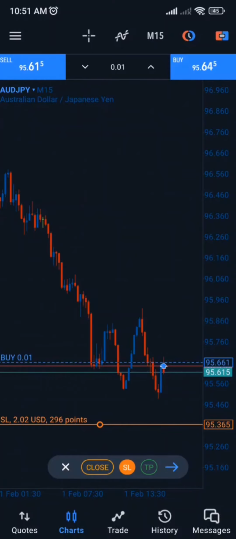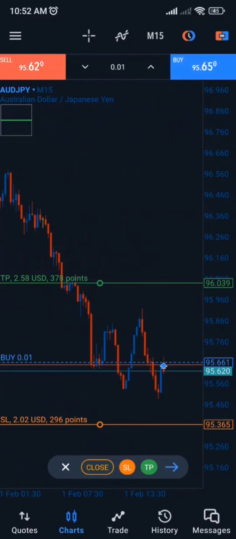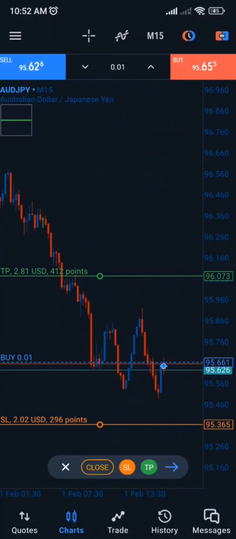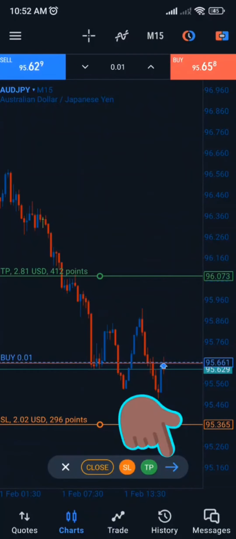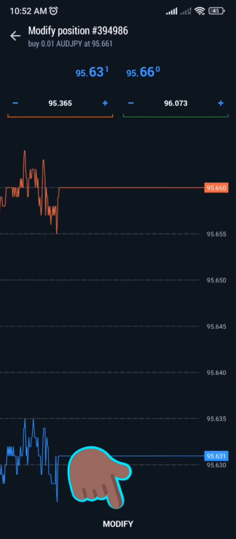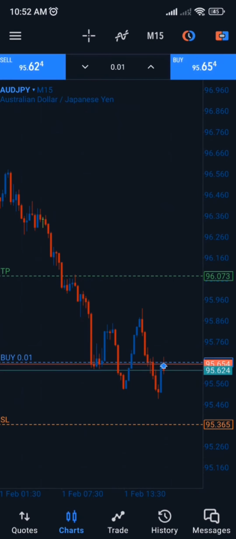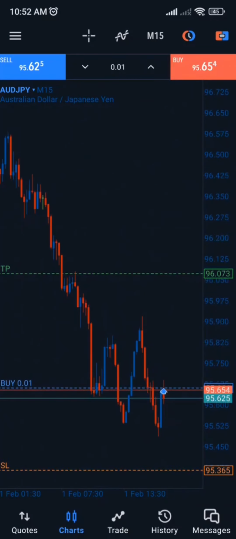And if I tap on TP, I can say that I can go for roughly about 40 pips or thereabouts. Once I have decided where my entry will be, I can simply tap the arrow icon and just tap on modify. And there you have it, your orders would have been placed.